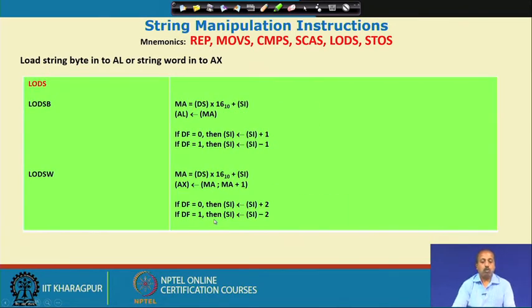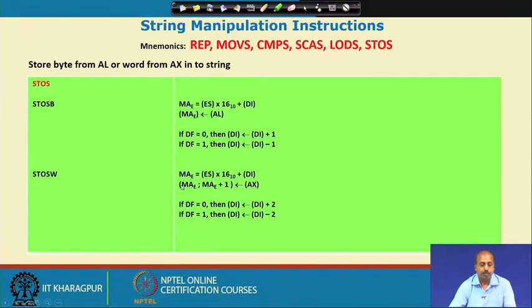Then we have got load. It will load the string byte into AL or the string word into AX. LODSB: the source address is calculated as DS into 16 plus SI, and the AL register gets the content of that memory location. If DF is 0, then SI is incremented, if it is 1, then SI is decremented. And LODSW will move one word from memory locations into the AX register.